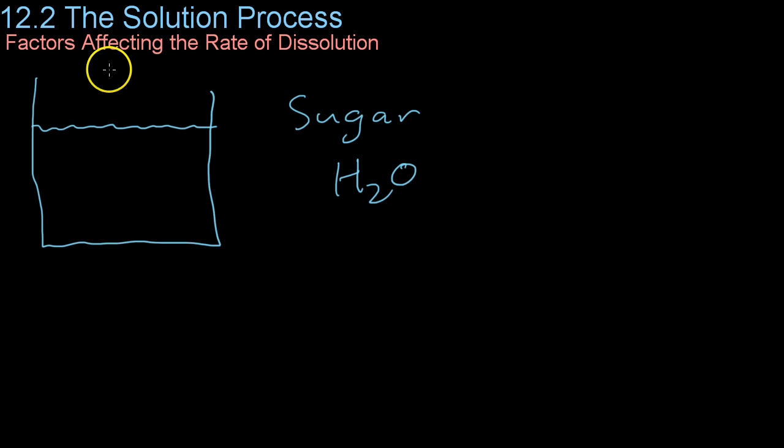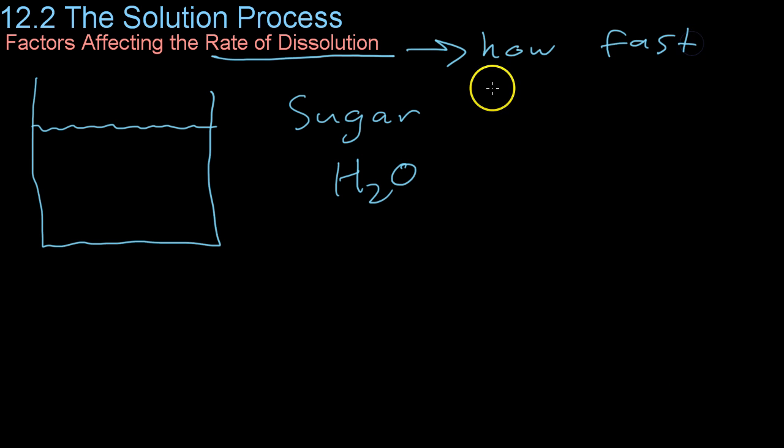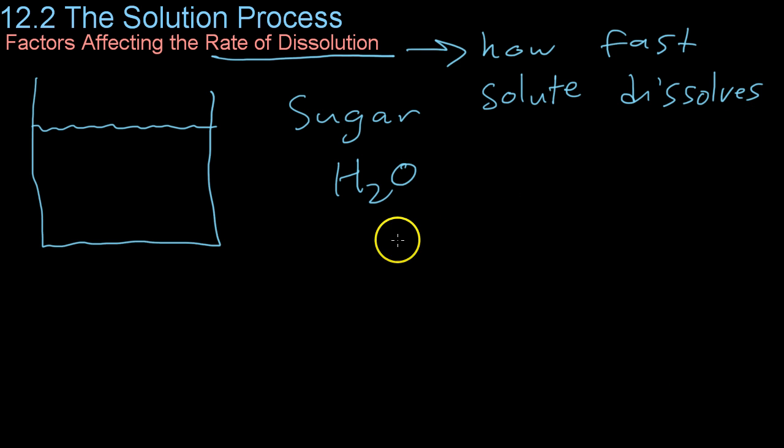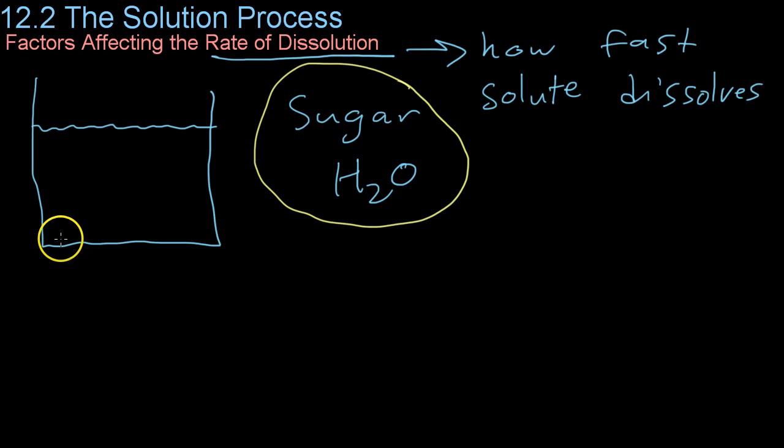Now we're going to be discussing the factors that affect the rate of dissolution, and what that means is basically how fast the solute is able to dissolve. And the first factor we're going to be discussing is the surface area. So if you had, let's say, a cup of water and you were trying to make some sugar water, there's a few ways you could do it.